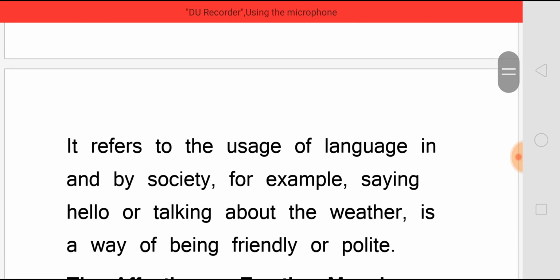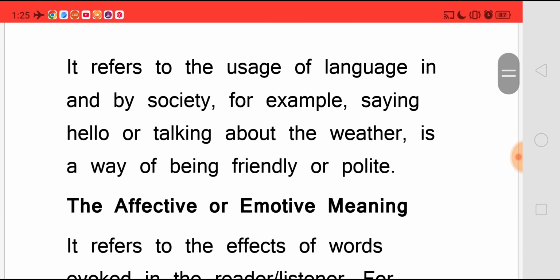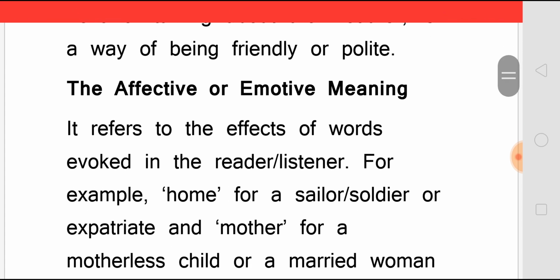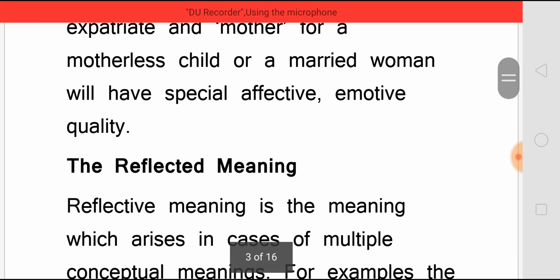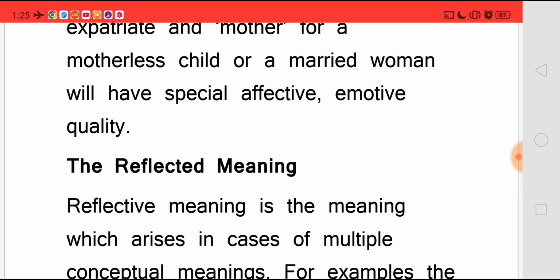The social meaning. It refers to the usage of language in and by society. For example, saying hello or talking about the weather is a way of being friendly or polite. And then we have the affective or emotive meaning, and this refers to the effects of words evoked in the reader or the listener. For example, home for a sailor or a soldier or an expatriate, and the word mother for a motherless child or a married woman will have special affective and emotive quality.